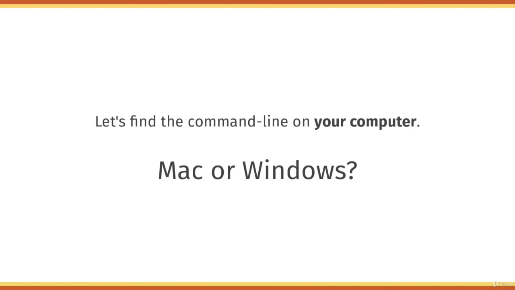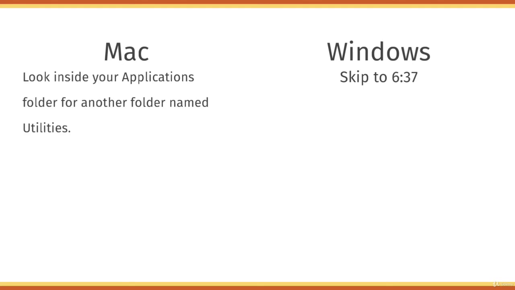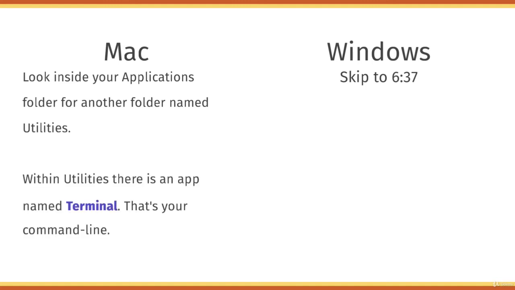So what I want to do right now is help you find the command line on your computer. It's a bit different depending on whether you are using Mac or Windows. If you're on a Mac, just look inside your Applications folder for another folder named Utilities, and inside Utilities there is an app named Terminal. Terminal is your command line. So throughout this course, whenever I say go to your command line, that means I want you to open the Terminal app.